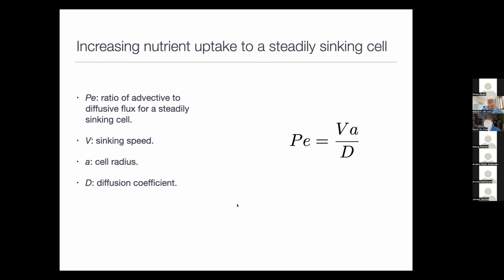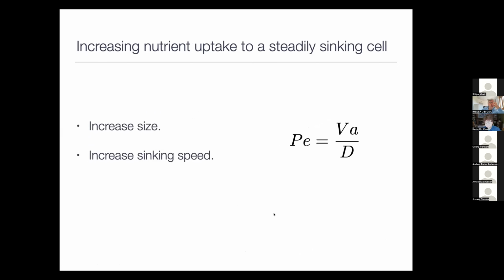So because the Sherwood number depends just on the Peclet number, and the diffusion coefficient is fixed, there are sort of two ways for a cell to increase its nutrient uptake. It can increase its size, or it can increase its sinking speed. But there are disadvantages to both of these. So an increase in size also decreases the surface area to volume ratio, and increasing sinking speed will remove the diatom from the photic zone more quickly.